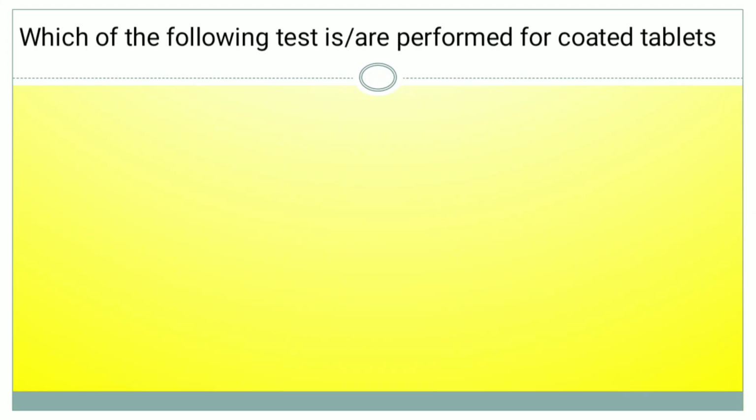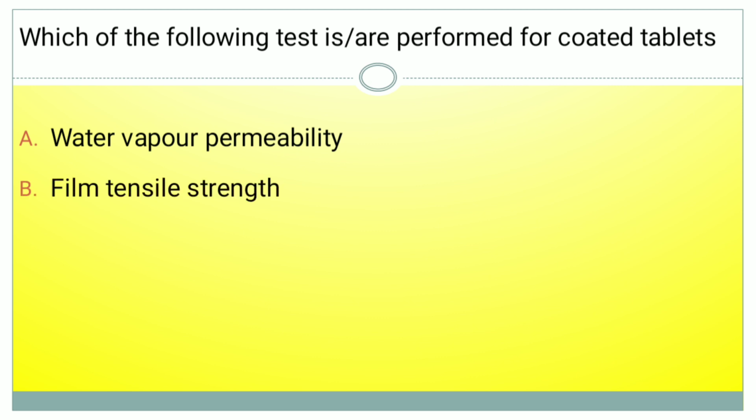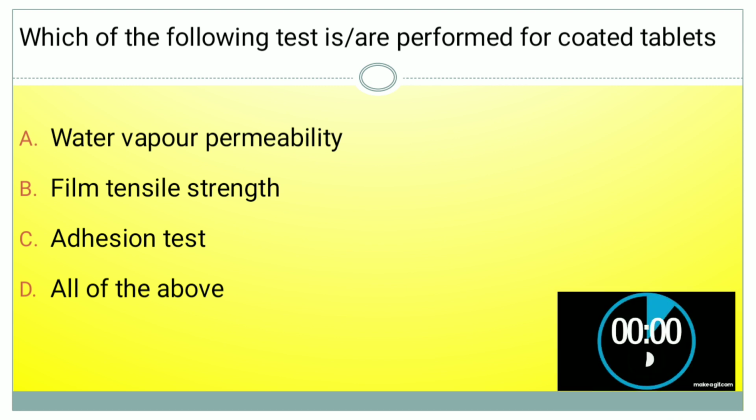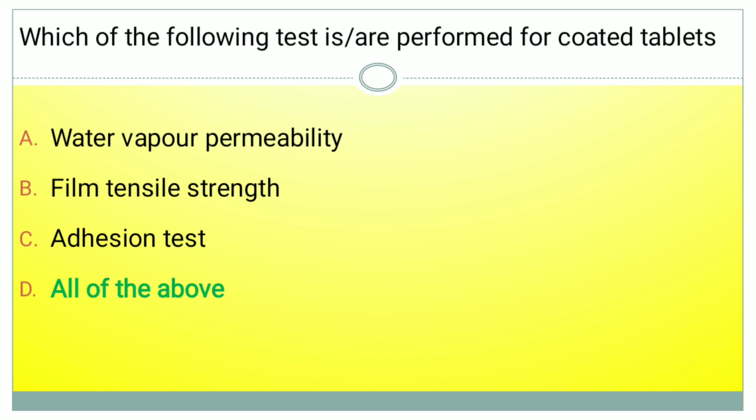Moving to next question. The question is, which of the following tests is or are performed for coated tablets? And the options are option A, water vapor permeability, option B, film tensile strength, option C, adhesion test, and option D, all of the above. So you can think again for 10 seconds. And the right answer of this question is all of the above. So these were the 10 important questions from coating of tablet or tablet coating.